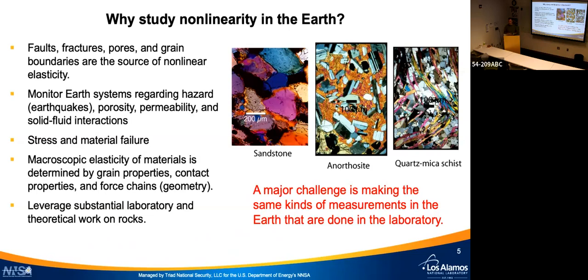But a main challenge is making the same kind of measurements in the Earth that are done in the laboratory. In the laboratory, you can have a rock on your table and you can apply various stresses or pore pressures and all kinds of things like that. And then you can measure it, but that's a harder thing to do in the Earth.